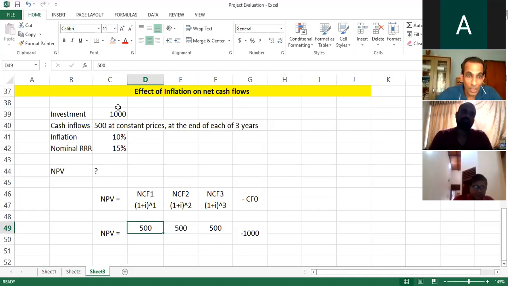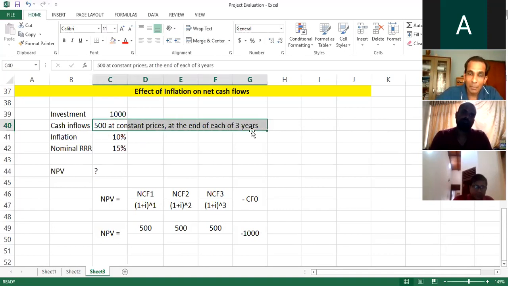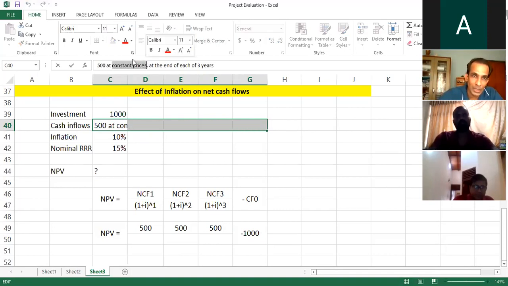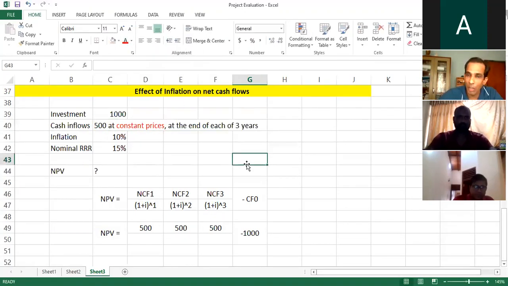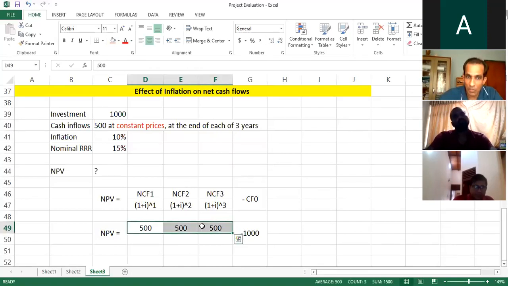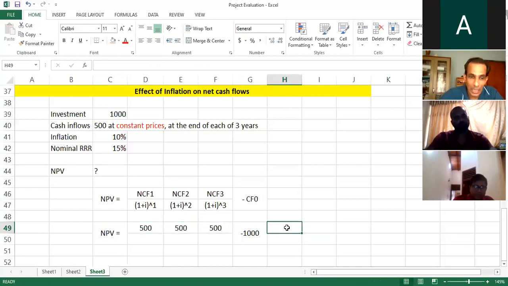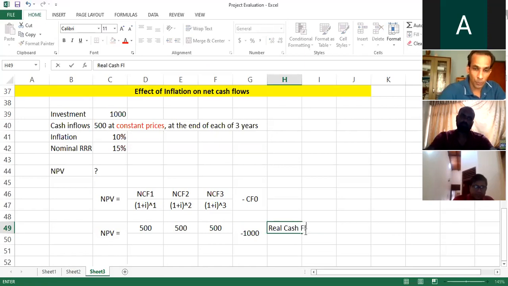Similarly, constant indicates the price level did not change, which means inflation is not included here. Constant prices means this is without inflation. These are the cash flows if the price level did not change. That means these are the real cash flows.